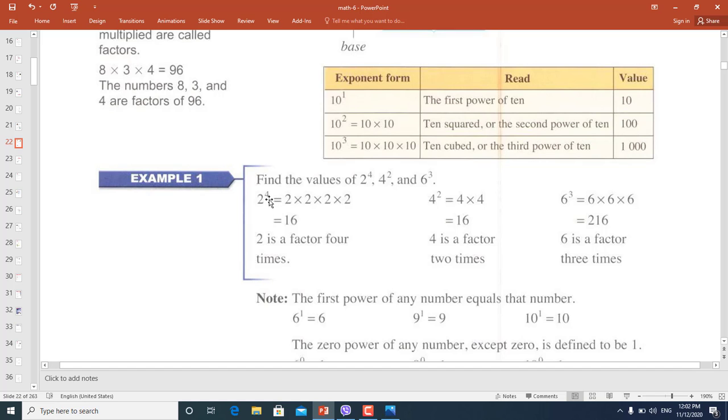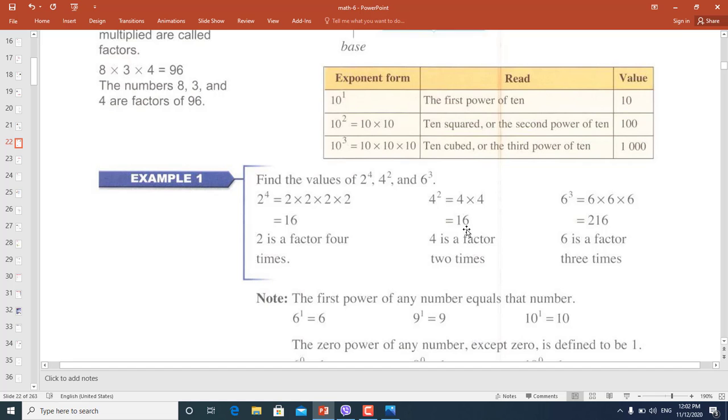2 exponent 4, this 4, that means it shows us how many times we write the base as a factor: 4 times. 2 times 2 times 2 times 2. 2 times 2, it's 4. 4 times 2, it is 8. 8 times 2, 16.